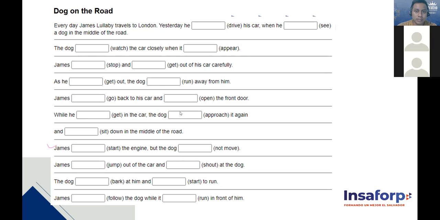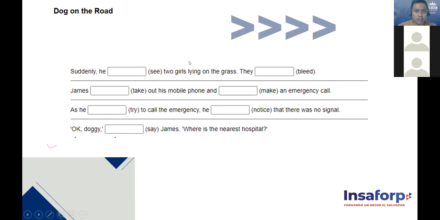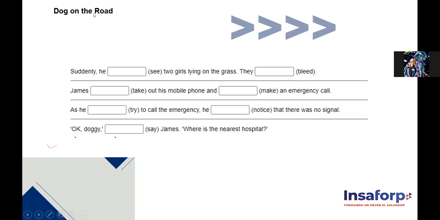And then let's move on. The next one is this one. Let's finish the story. Let me ask another volunteer, maybe Francisco, help us please. So Francisco, suddenly. Suddenly, he saw two girls lying on the grass. I don't know the pronunciation. Is that correct? It's grass, yes.